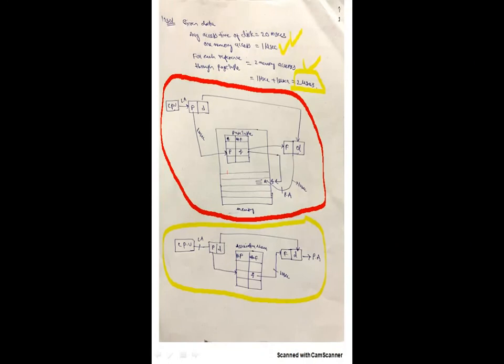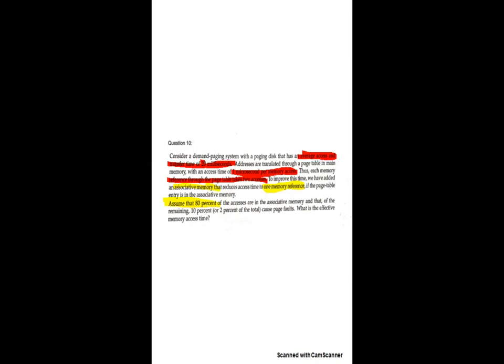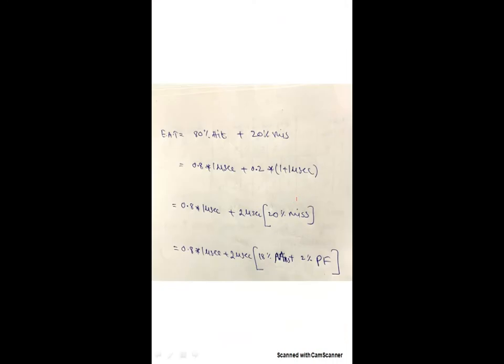For these three scenarios, we need to find out the effective access time, how much it will take. Now here, look, the effective access time information he has already given in the question. He has given that 80% of the time the page is present in associative memory. It means 80% of the time it is a TLB hit, and 20% of the time it is a TLB miss. Understood?